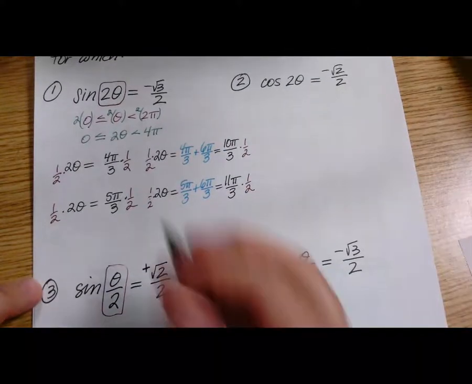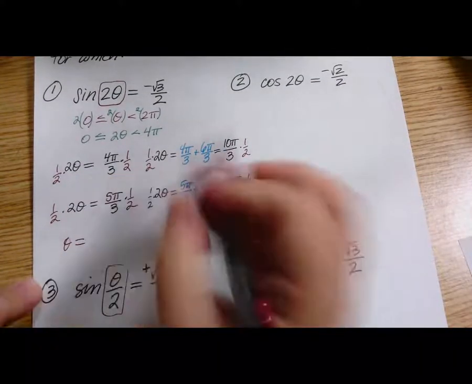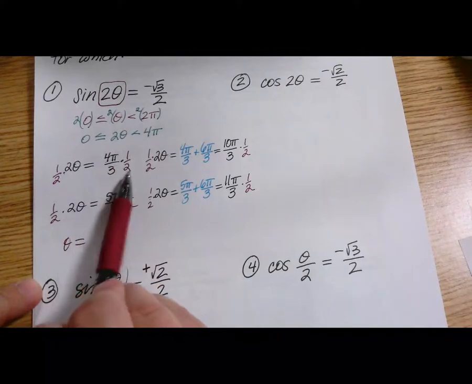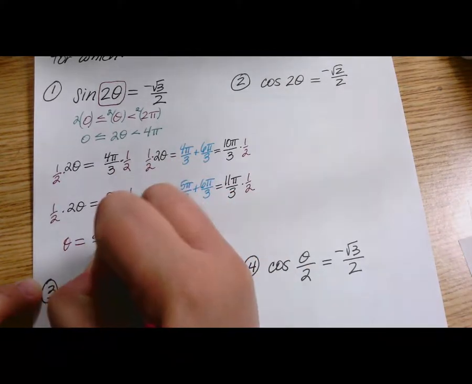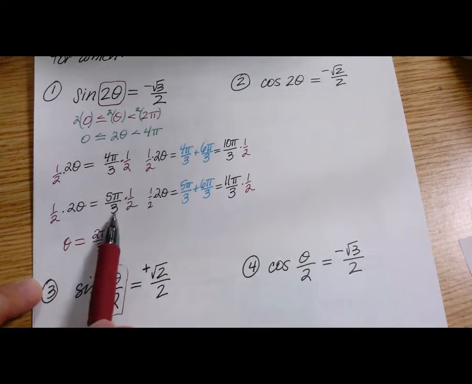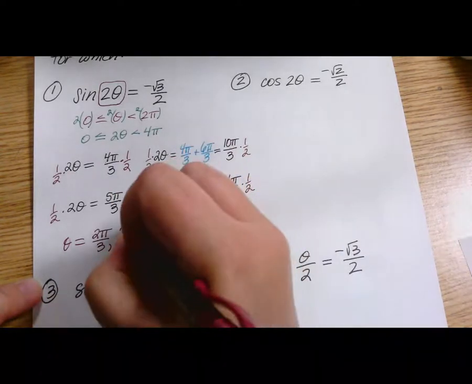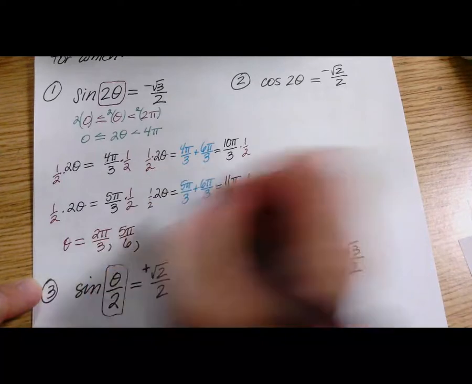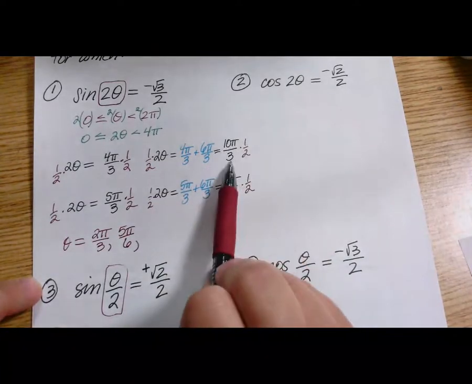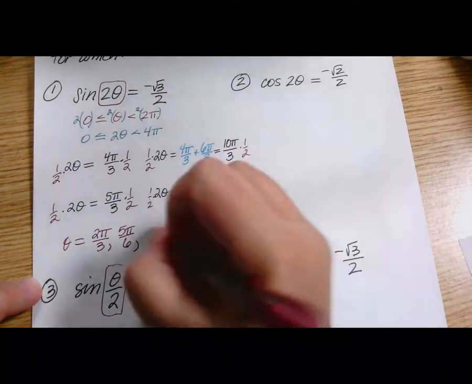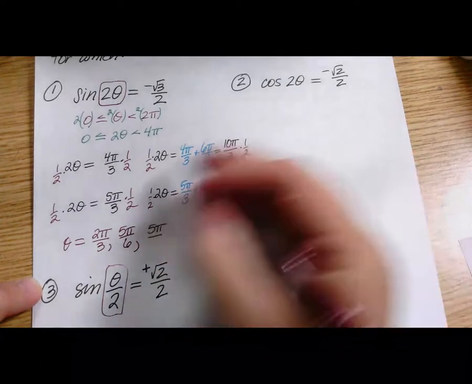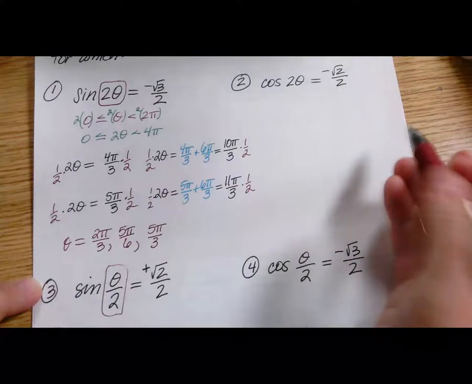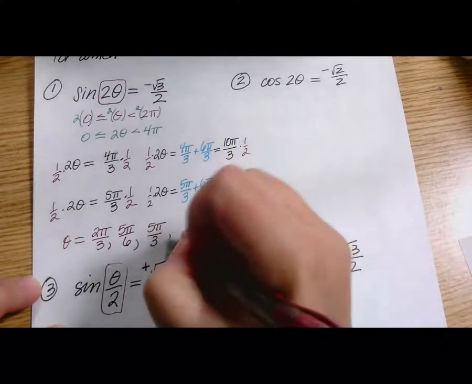Okay, so my answers are 4 pi over 6, which reduces to 2 pi over 3, 5 pi over 6, which does not reduce, 10 pi over 6, which reduces to 5 pi over 3, sorry, and 11 pi over 6, which does not reduce.